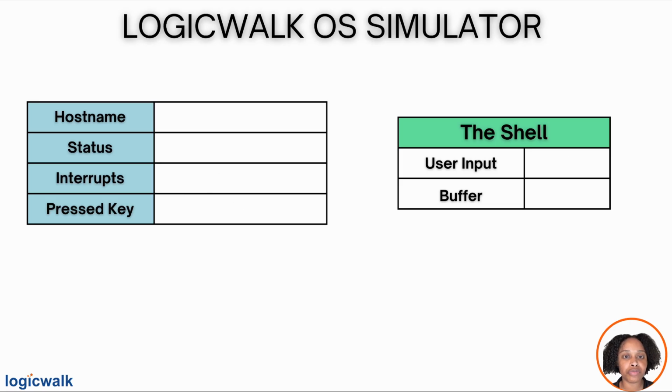This signals that the shell is ready to accept more commands. Now imagine a user presses the letter C on the keyboard and interrupts the computer. The state of the simulator changes instantly. The host name and status remain the same. The keyboard interrupt switches to true. The press key now shows C, and the shell itself remains unchanged, at least for the moment. In the next lesson, we'll take a closer look at what happens to that press key and how the operating system processes it.